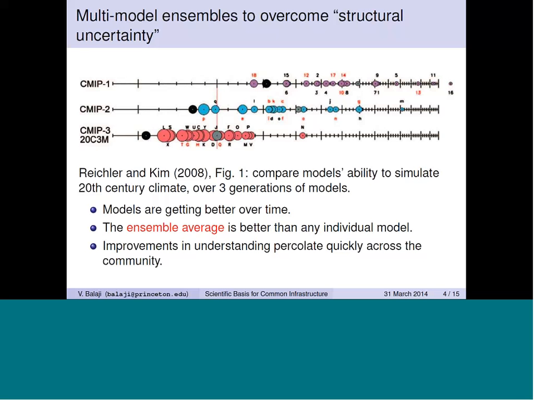The models are getting better over time. Everything is moving to the left. The average model is generally better than any individual model. Doesn't have to be the case. For example, if you go back to CMIP 1, you find it's in fact not the case. And the models are getting better over time. You can see that, for example, if you look at the median model in CMIP 2, it would be one of the lowest models in CMIP 3. So the models, in fact, are all getting better. And also the clustering is improving, which means that whatever we learn from one model, it goes into other models fairly quickly.